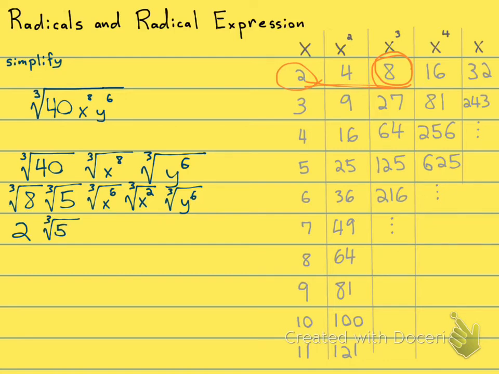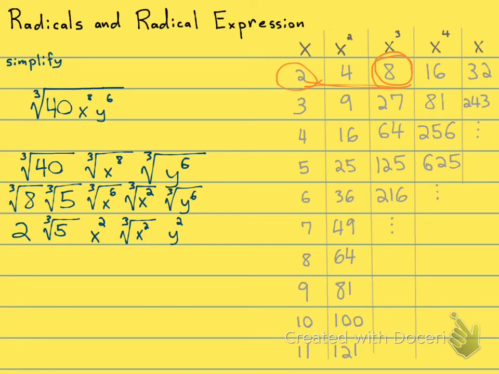What is the cubed root of x to the 6th? How many groups of 3? 2. So 2 x's will come out. These 2 here are still stuck underneath. And then what about the cubed root of y to the 6th? How many groups of 3 do I have in there? 2. So I've simplified everything I can out of the radicals.